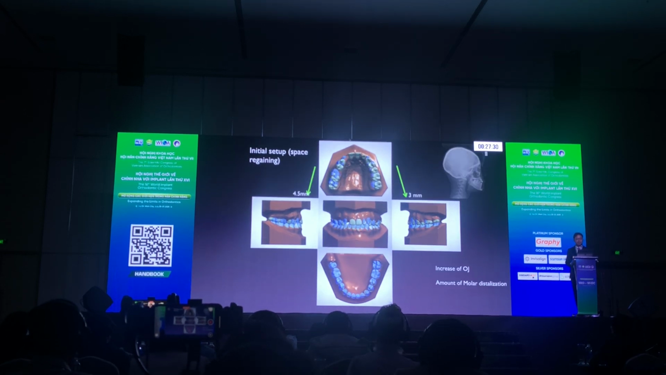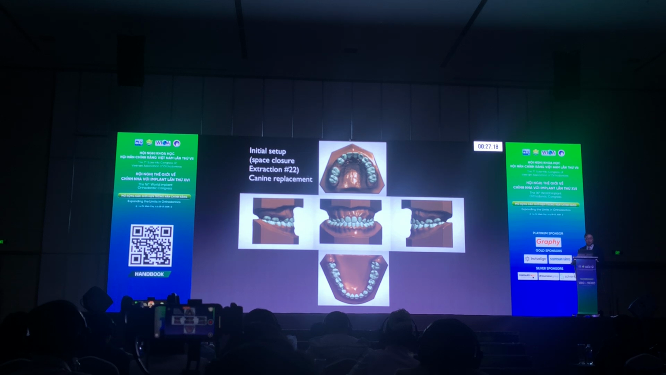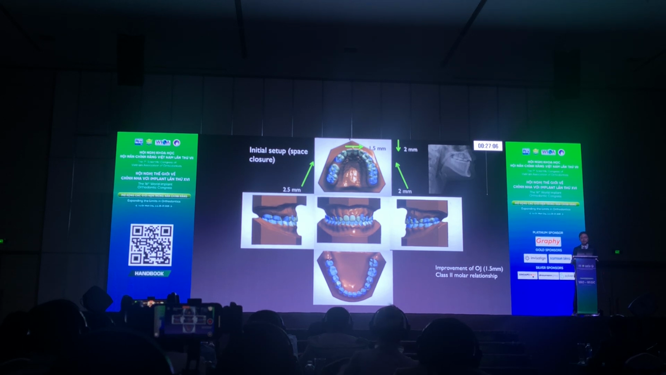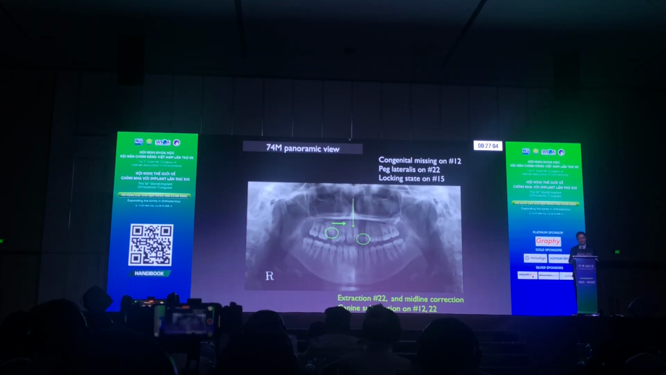By simulation, if you want to make space for a dental implant on the right side, we have to plan more than 4 millimeters of distalization. Sometimes we cannot make it. It's too much distalization. So instead of the first plan, we decided on extraction of the peg, space closure, and protraction of the right segment around 2 millimeters. And we're planning for a class 2 molar relationship in this case.